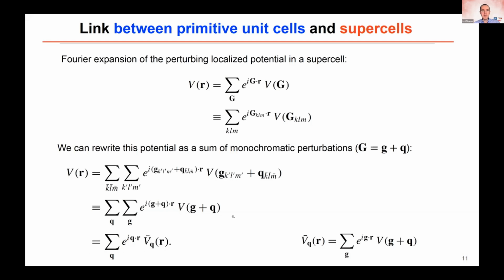So what we did here is that we wrote the potential of the supercell as the sum of the so-called monochromatic components and the potential defined for the primitive cell. And this is really the key result that allows us to reformulate the linear response theory to compute Hubbard parameters in a more efficient way using primitive cells instead of supercells and using density functional perturbation theory.